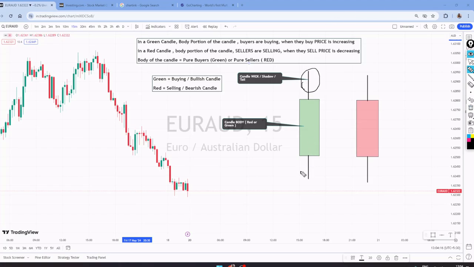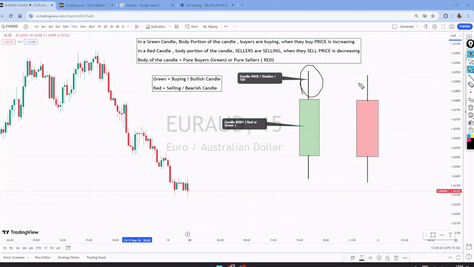This is the wick, right? Upper wick, lower wick, upper wick, lower wick. Now I told you guys, there is pure buying and pure selling in the body of the candle. The body of the candle is nothing but pure buyers and pure sellers. Only buyers and only sellers. Pure means nothing else, guys. Only buyers are buying. Only sellers are selling. So that is called pure buy, pure sell.